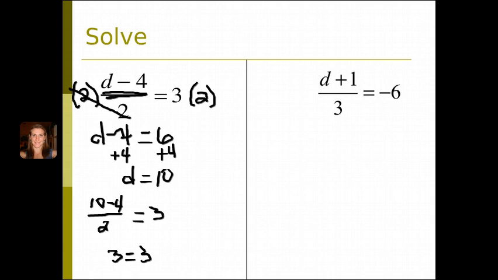So let's try the second example. d plus 1 all over 3 equals -6. So I have to multiply both sides by 3. My 3's cancel. I'm left with d plus 1 equals negative 18.